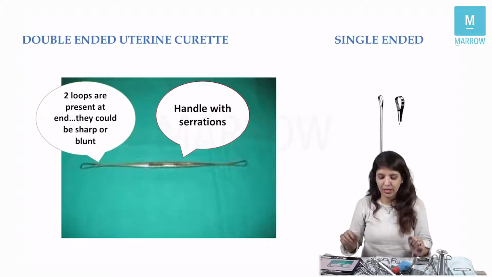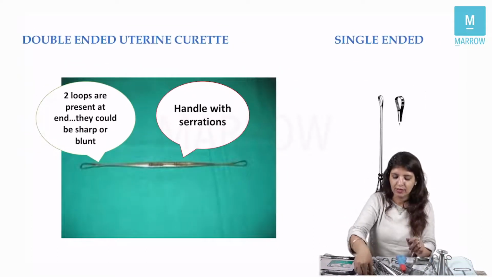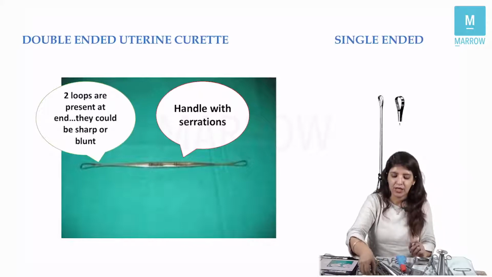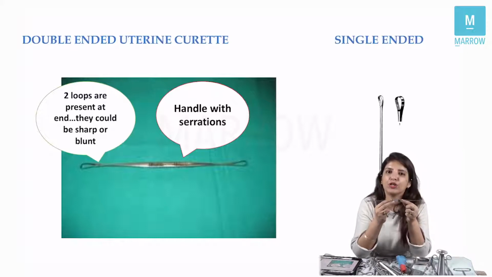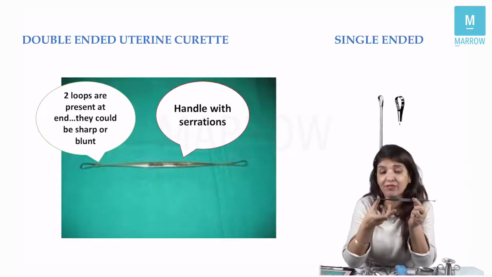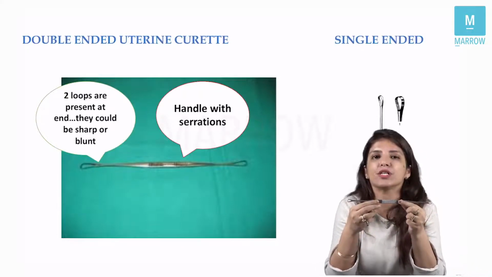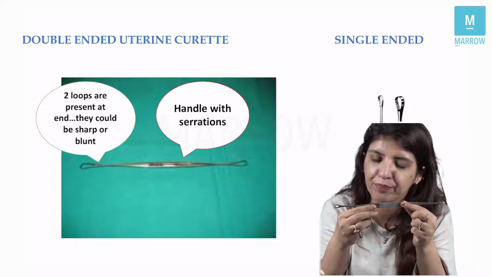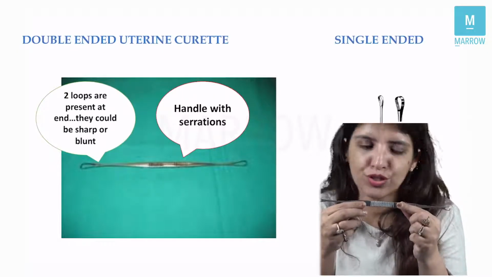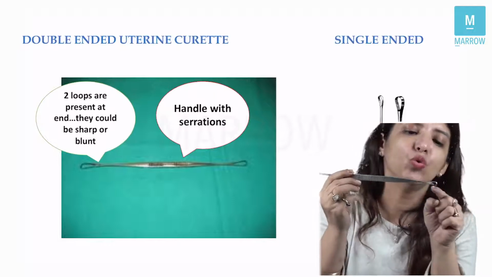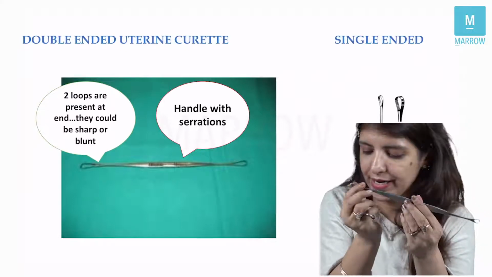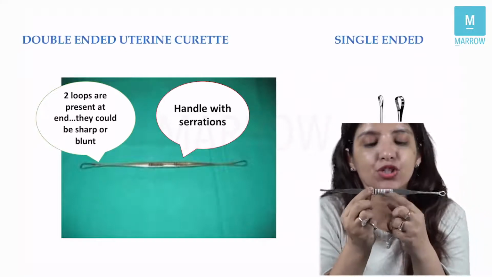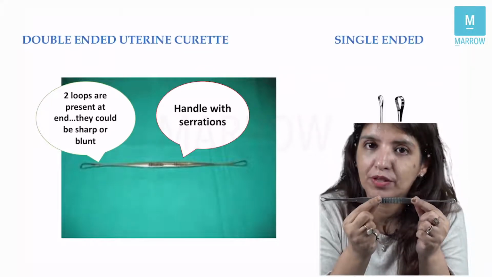Now, let's talk about this: I have dilated the internal os. Now I want to do a curettage. When I have to do a curettage, I am going to use a double-ended uterine curette, or I can use a single-ended uterine curette. In a uterine curette, what you have to note is that yes, it also has loops at the end, right? So ring-like loops at the end, right? And it has serrations which are present on the handle, right?